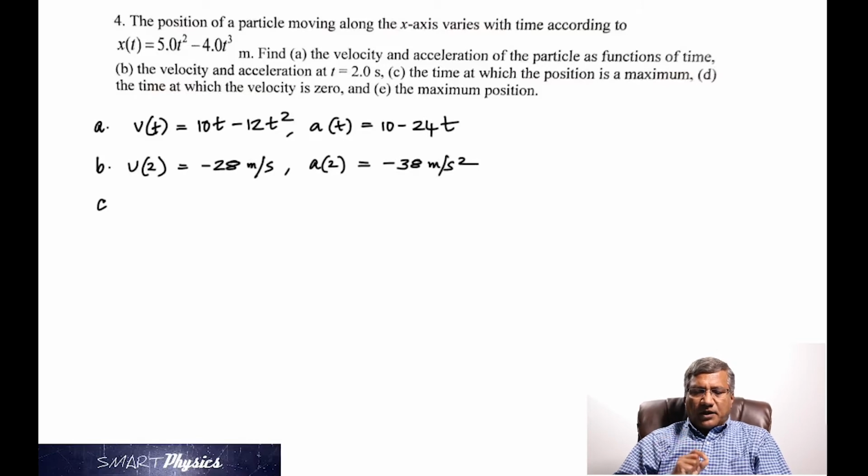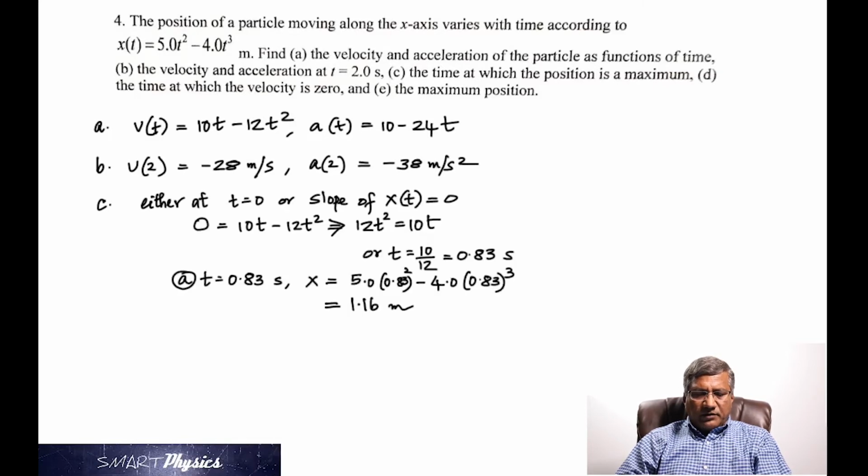Now the C part is interesting. It says the time at which the position is a maximum. Now how do you find the time at which position is a maximum? We know that dx by dt is the slope. When the slope becomes maximum, you know that at that point, at the highest point, the slope is actually 0. At the highest point, the slope is 0. So that's what we're going to do.